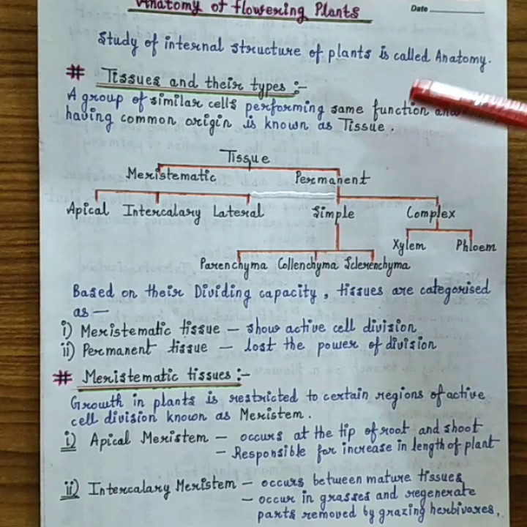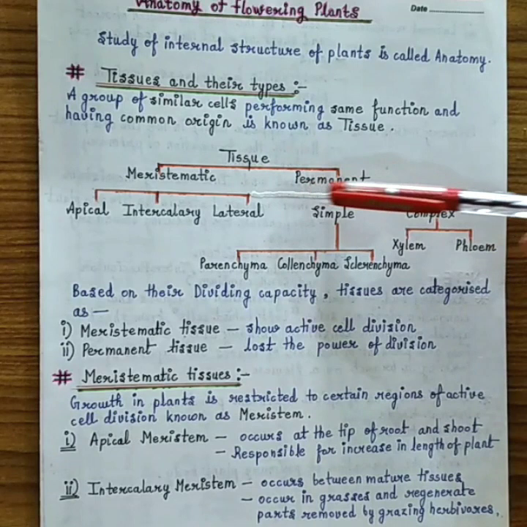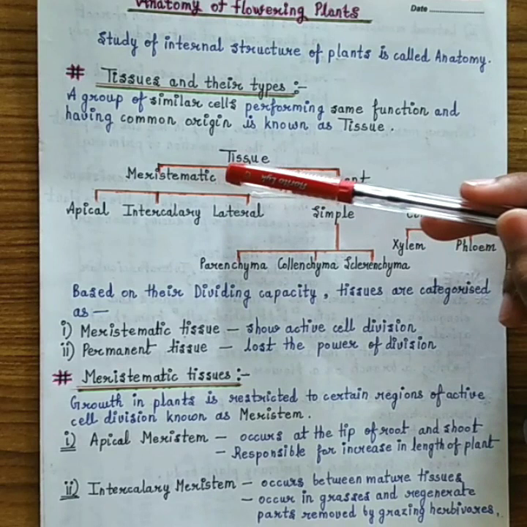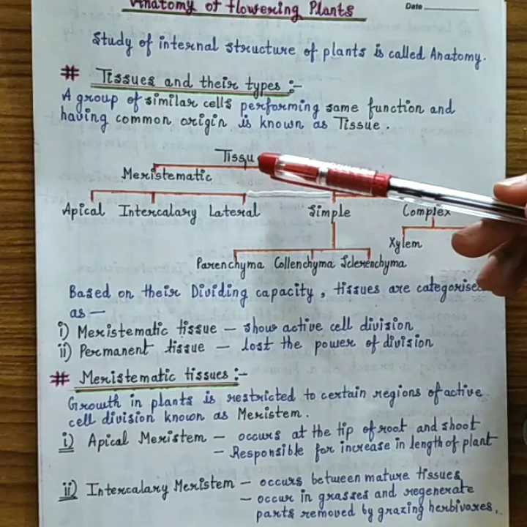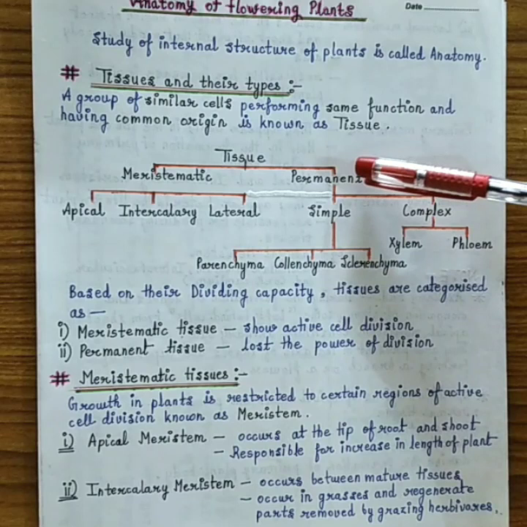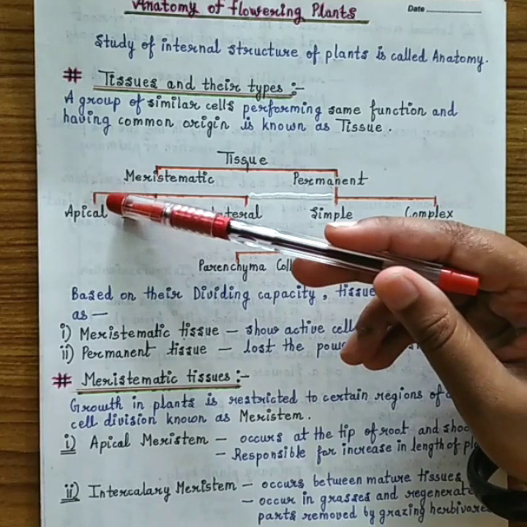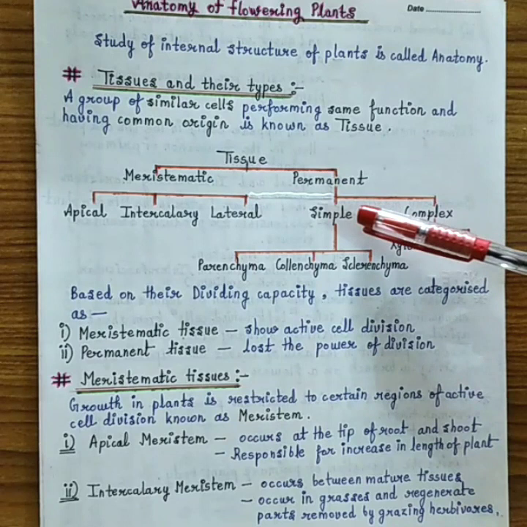Now, tissues are broadly categorized into two types, meristematic and permanent. Meristematic tissues are those which show active cell division, whereas permanent tissues are those which have lost the power of division. Meristematic cells divide and differentiate, and finally, when they differentiate, they lose the power of division. Those meristematic tissues which have lost the power of division, we call permanent tissue. Meristematic tissue is further categorized into apical meristem, intercalary meristem, and lateral meristem, whereas permanent tissue is divided into simple and complex tissue based upon the type of cells present in them.